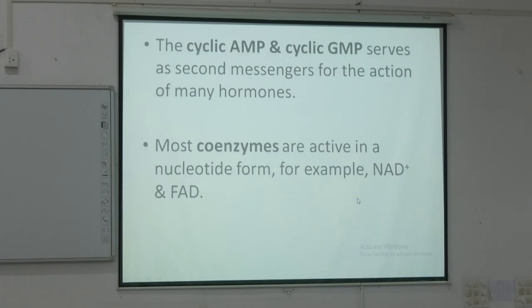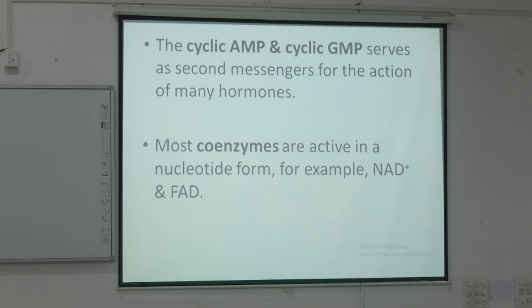Cyclic AMP and cyclic GMP also form. What is the role? They act as a second messenger for the hormonal action. Most coenzymes are active in a nucleotide form. For example, you can take NAD, NADP and FAD.